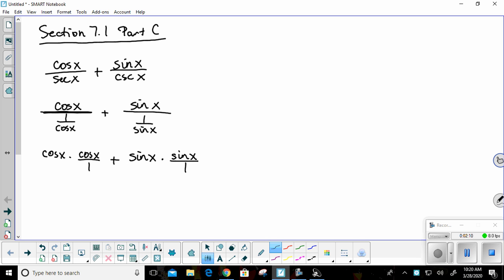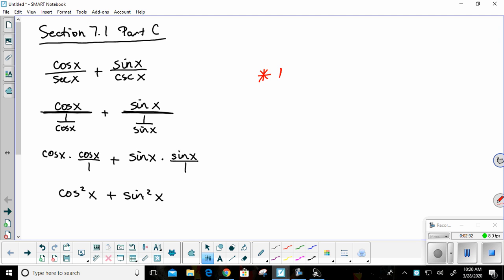Again, big fat fraction bar is a division symbol. We divide by a fraction, we multiply by its reciprocal. So I just flipped the bottom when I multiplied. So this is going to give me cosine squared x plus sine squared x.